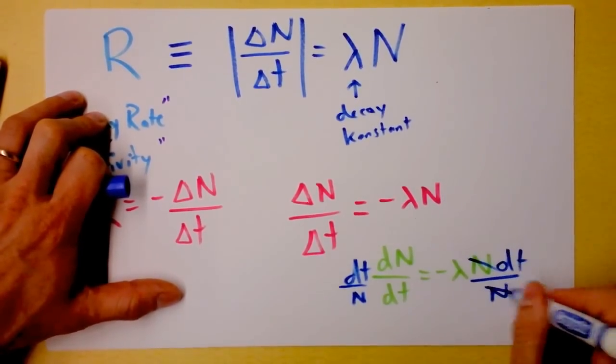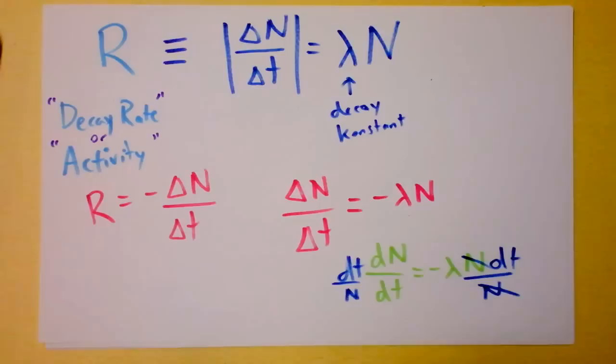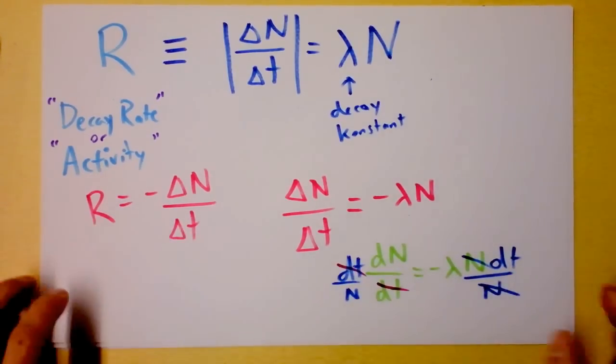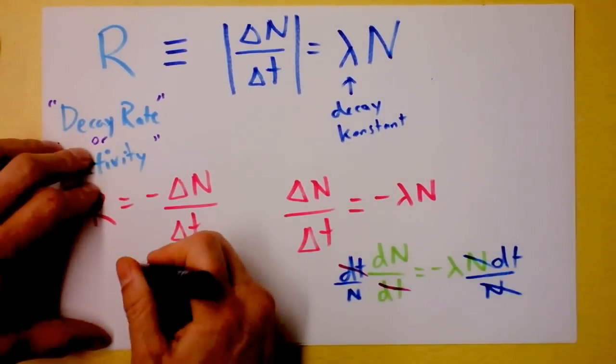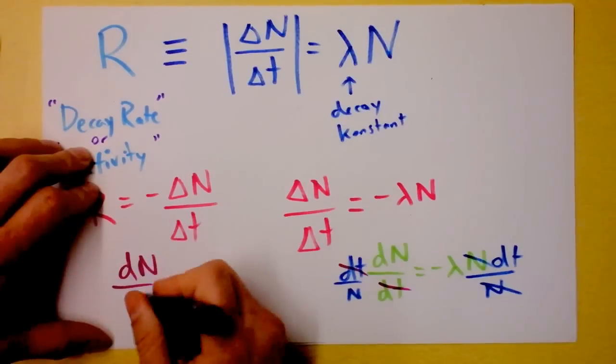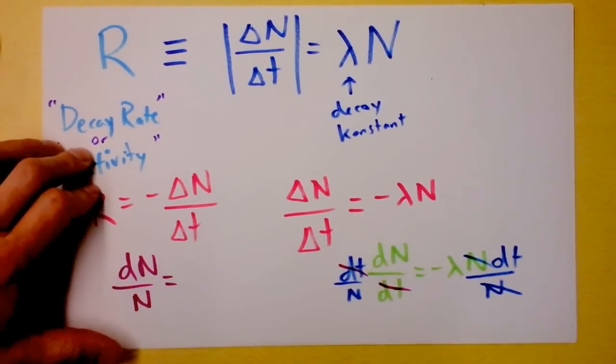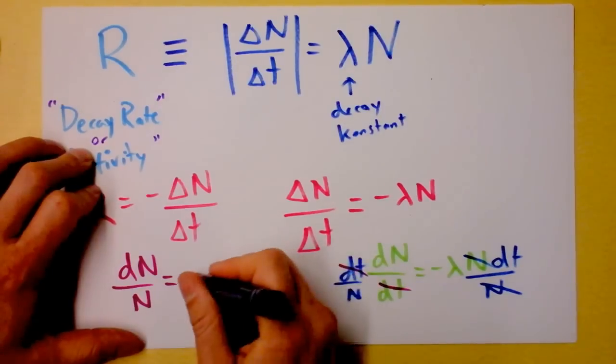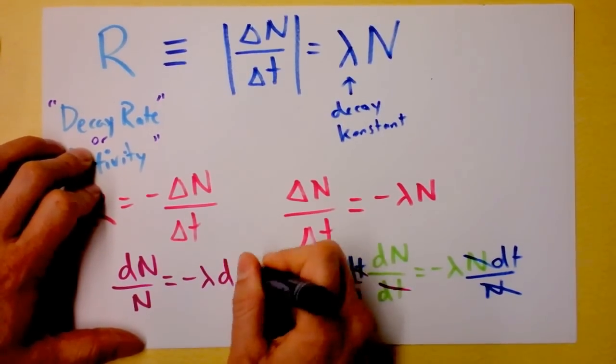And so the n's cancel out on this side. Sorry, I should use a different ink when I'm canceling things. And dt cancels out on that side. And I find the following equation. dn divided by n is equal to, oh man, it's negative lambda times dt.